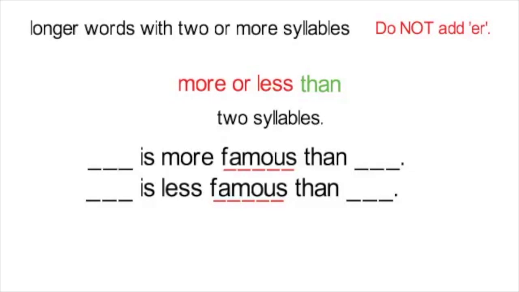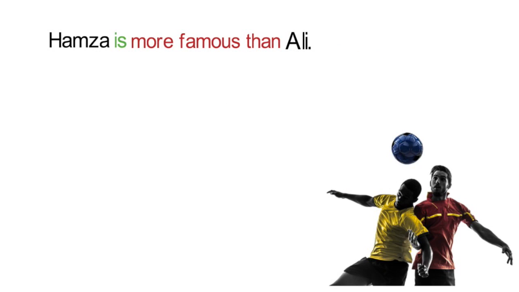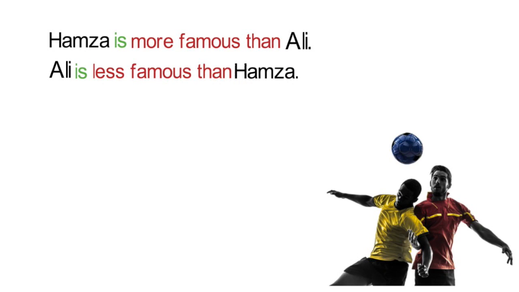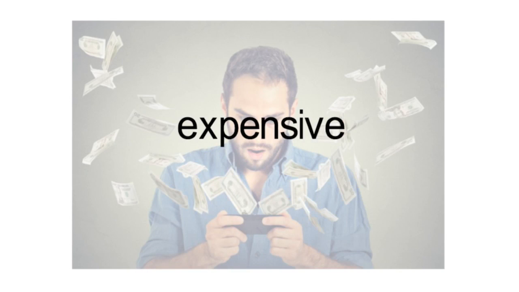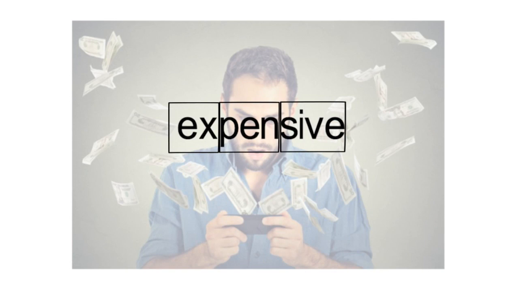Remember, we use comparative adjectives to compare 2 things. So we can say, Hamza is more famous than Ali. And Ali is less famous than Hamza. How about expensive? Can we change this to expensiver? No, we can't. Why? Because expensive is a long word with 3 syllables. So we need to add more than or less than.